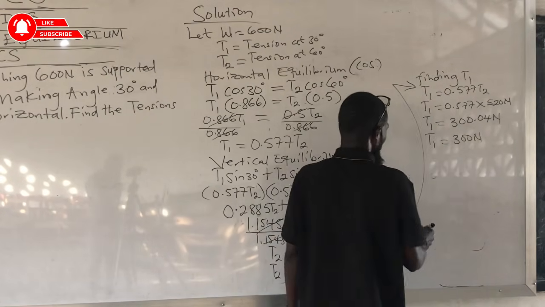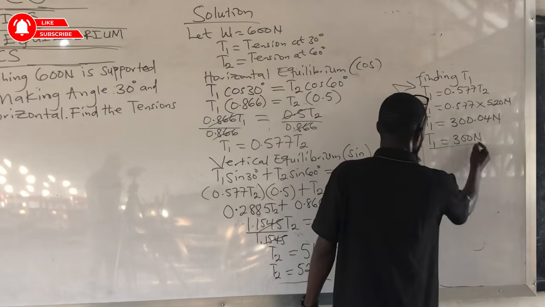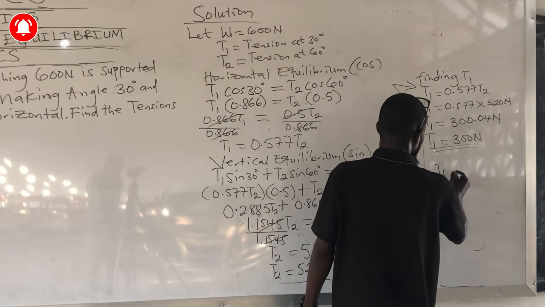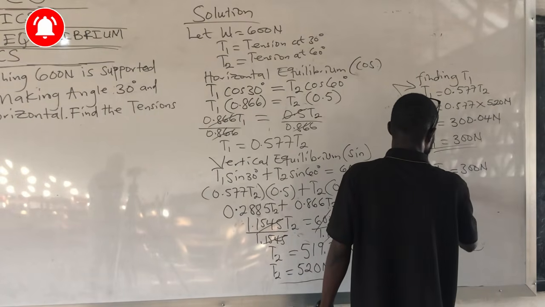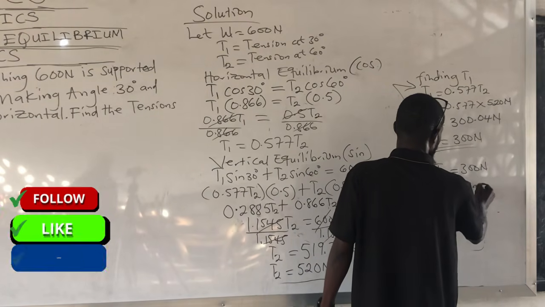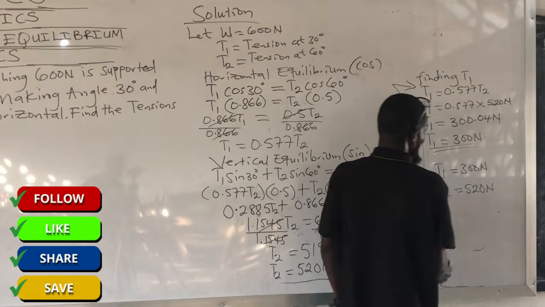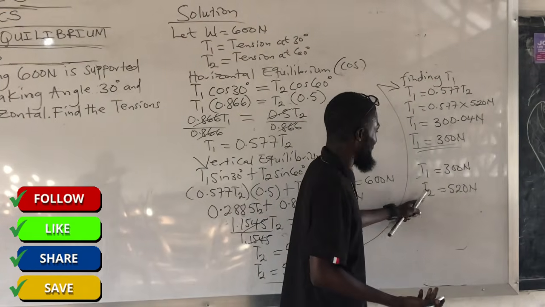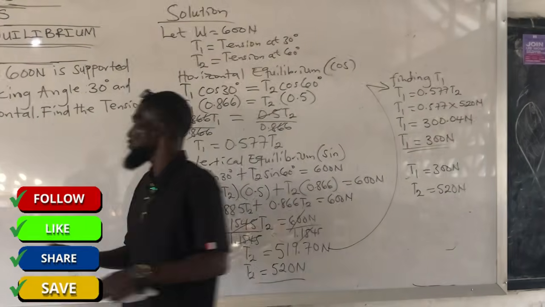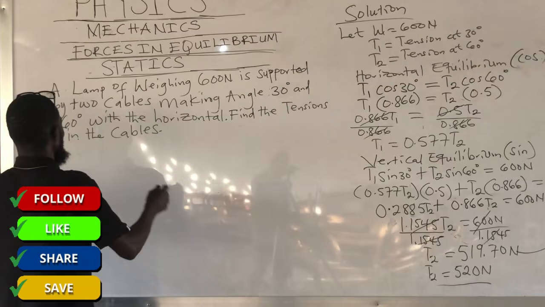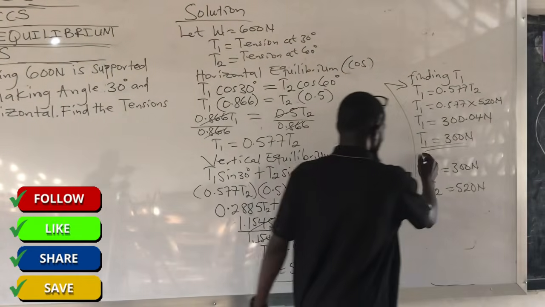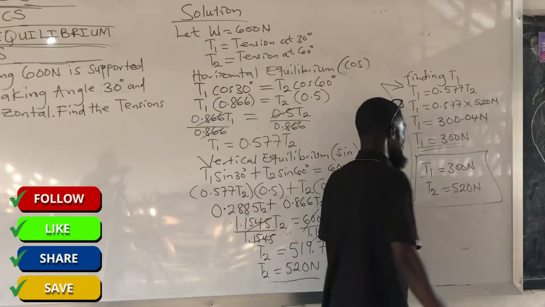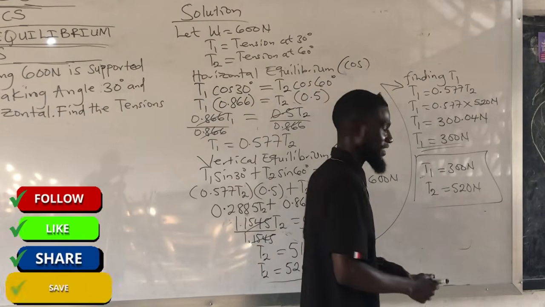So ladies and gentlemen, we already have the T1 number. So the T1 answer is equal to 300 Newton, while the T2 answer is equal to 520 Newton. So this is tension 1, this is tension 2. So when we're talking about the tensions in the cables, these tensions are: T1 is 300 Newton and T2 is 520 Newton.